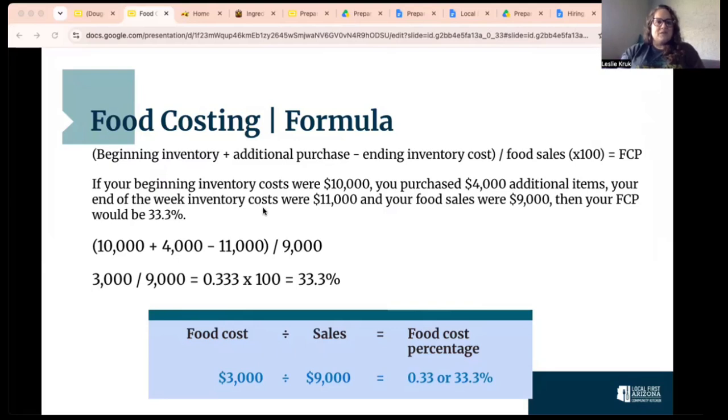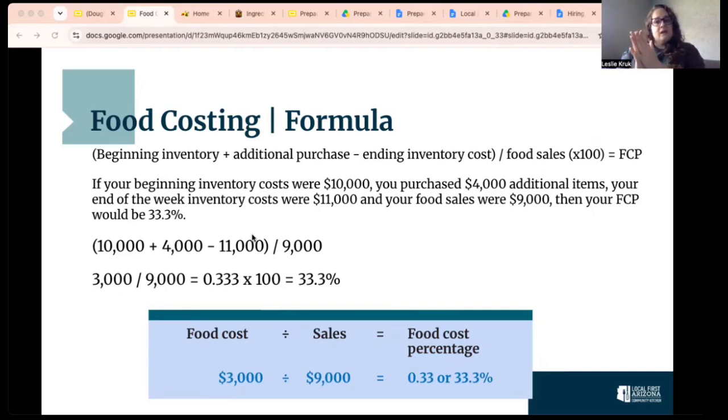So here's where we can look closer at how to plug in the food cost formula to see what your percentage is. So again, you're going to start with that beginning inventory. This is what the manager or you, the business owner, has calculated as far as what that total beginning inventory cost is. In this circumstance, we're using $10,000. $10,000 is our beginning of the week inventory costs.